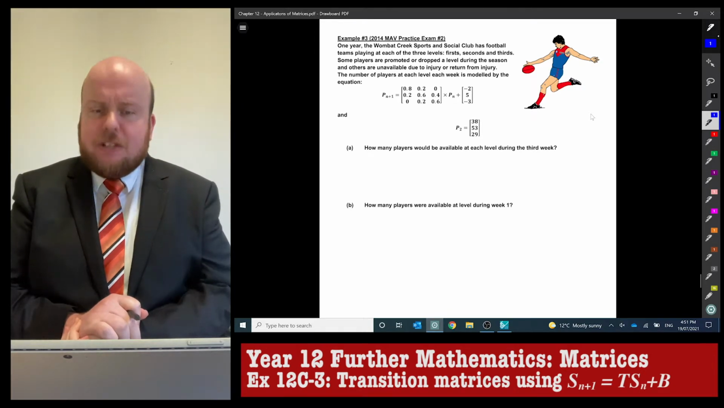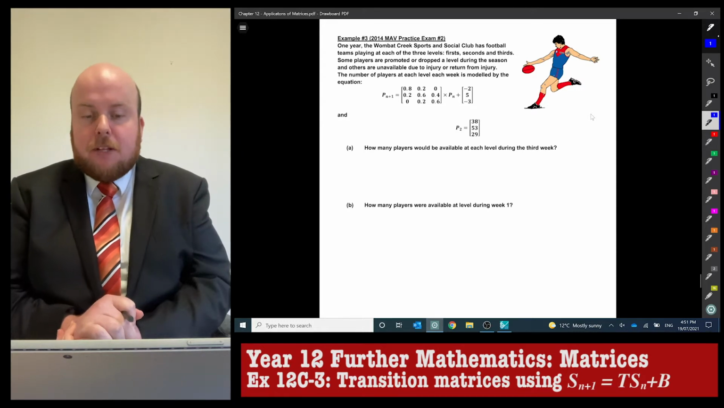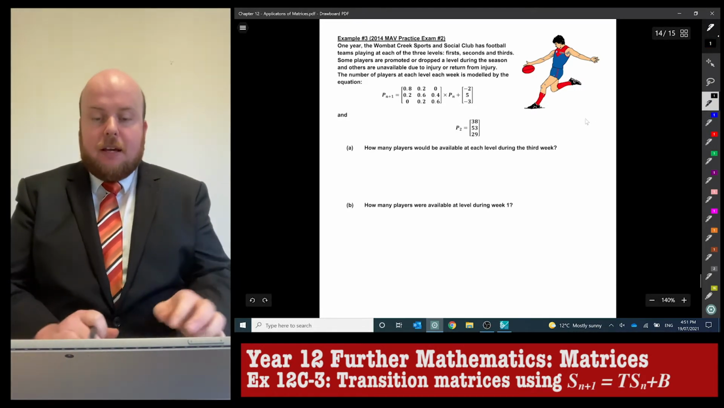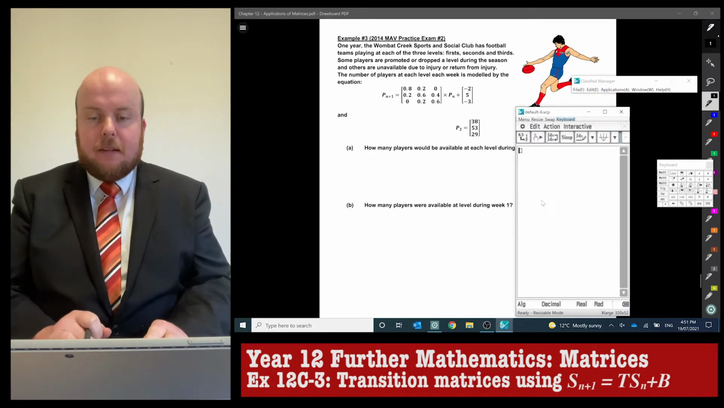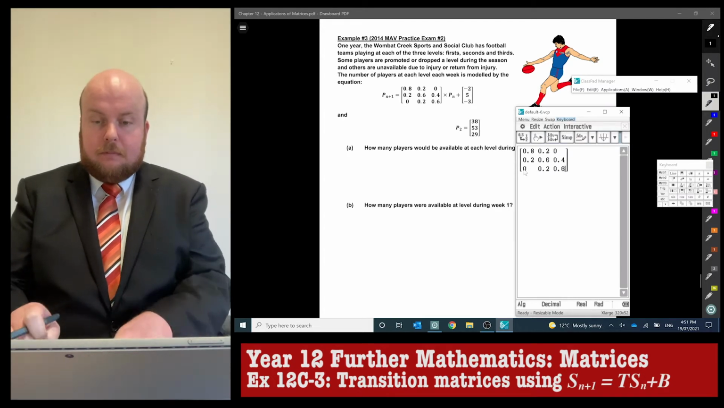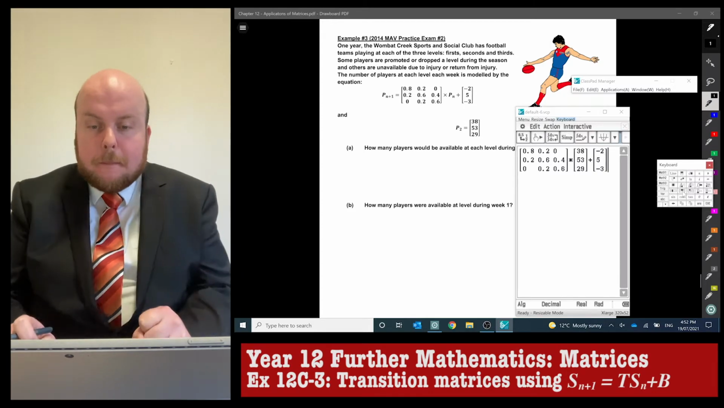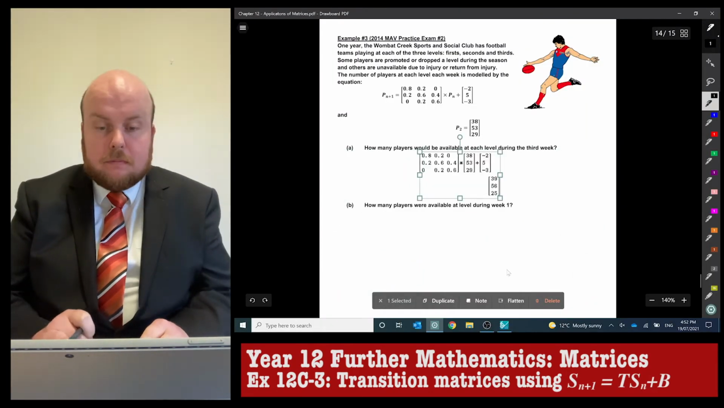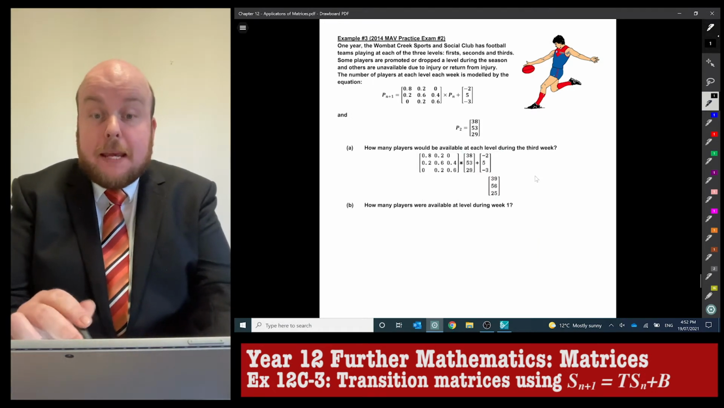We know that P2 is equal to 38, 53, and 29. How many players would be available at each level during the 3rd week? Well, we can go and put this into our CAS. So here's our matrix equation. I've just replaced the Pn with P2.